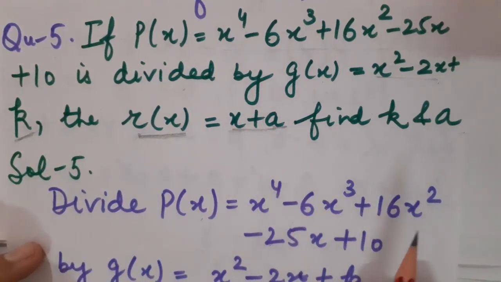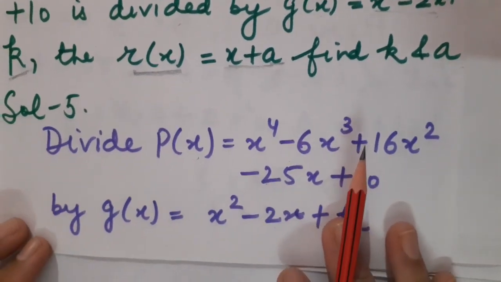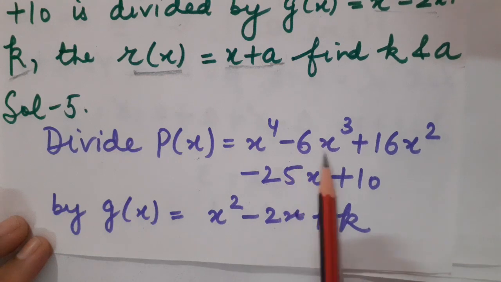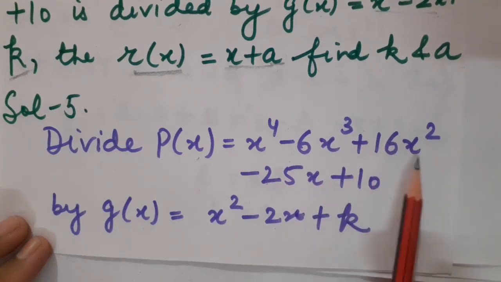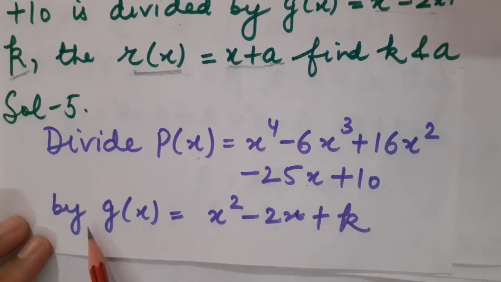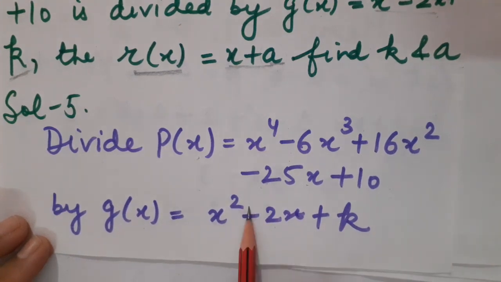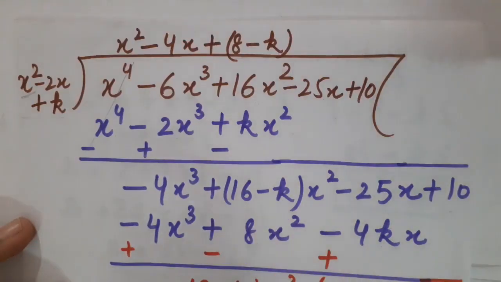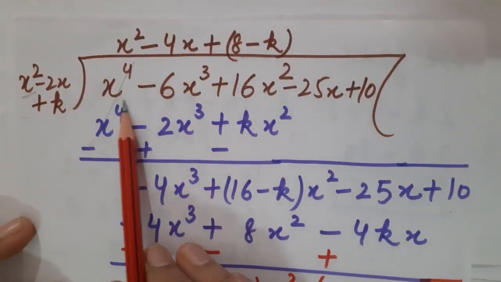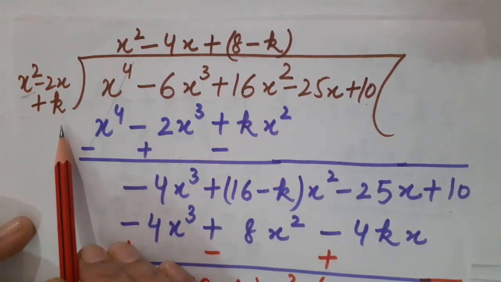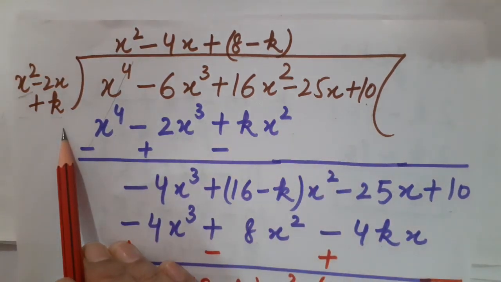So let us start the division. What you have to do is divide p(x), which is x raised to the power 4 minus 6x cube plus 16x square minus 25x plus 10, by g(x), that is x square minus 2x plus k. Be alert, children. This is the complete biquadratic polynomial which I have written. Now you have to divide it by a quadratic polynomial.